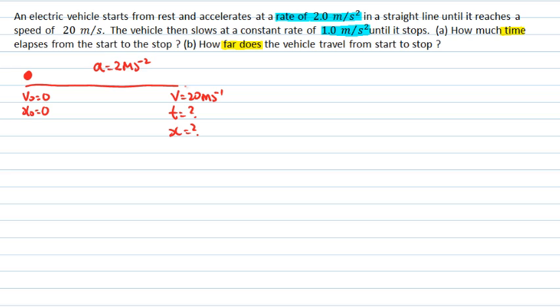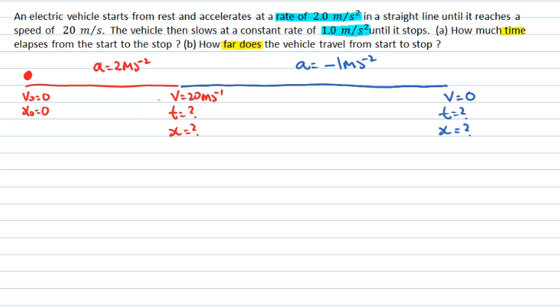At this point in time and space, the vehicle's motion changes. It begins to slow down. It slows down at a lower rate. Its acceleration is now minus 1 meter per second squared, and then its final velocity is going to be zero as it comes to rest. I don't know how long that takes, or how far the vehicle has travelled over that second path.